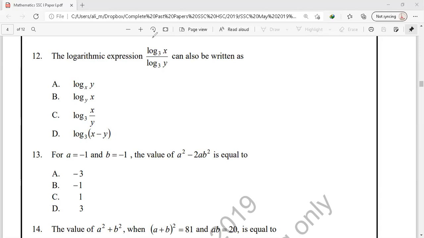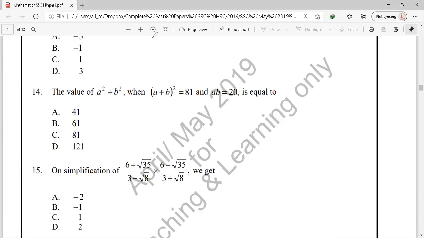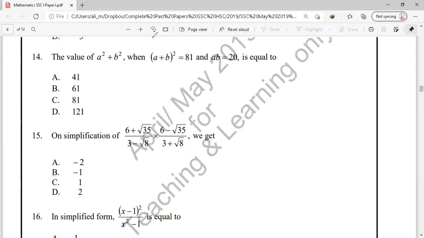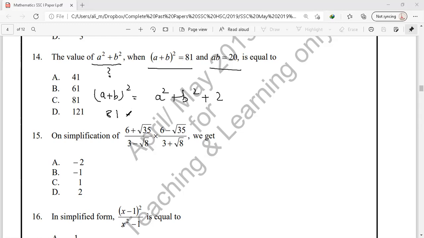So let's move to the next question, that is question number 14. In question number 14, we have to find the value of a certain expression by using a simple algebraic formula. So this is the required value, and we are given these two values. By using an algebraic formula, that is (a plus b) whole square is equal to a square plus b square plus 2ab. So (a plus b) whole square is given, that is 81, and a square plus b square is the required value, plus 2ab, and for ab we can replace 20.